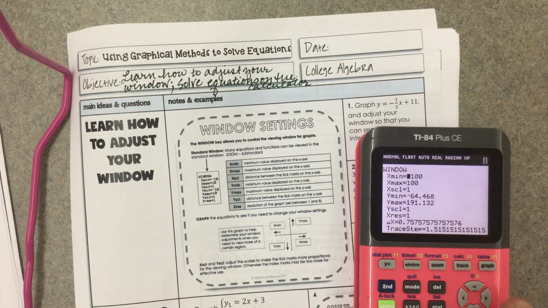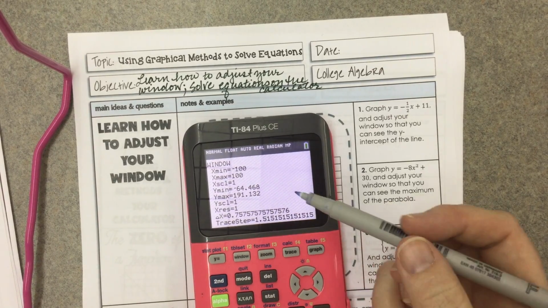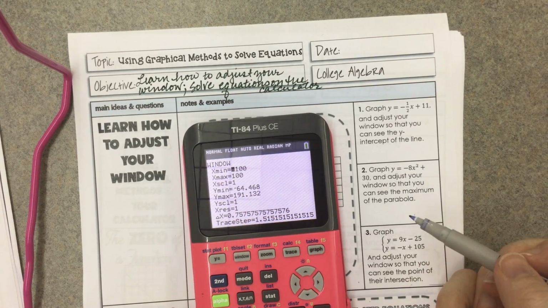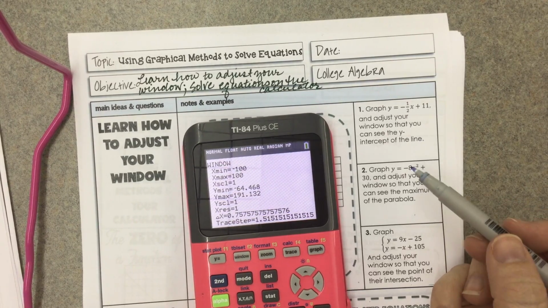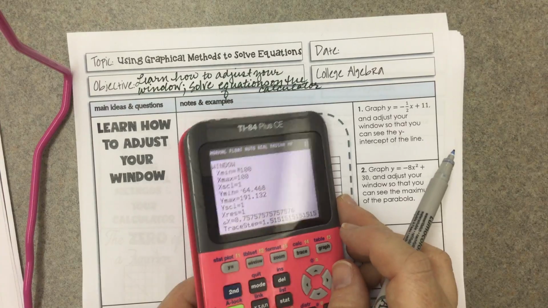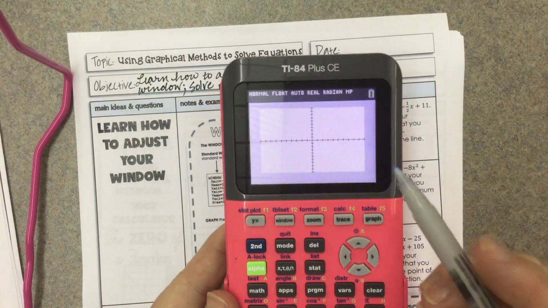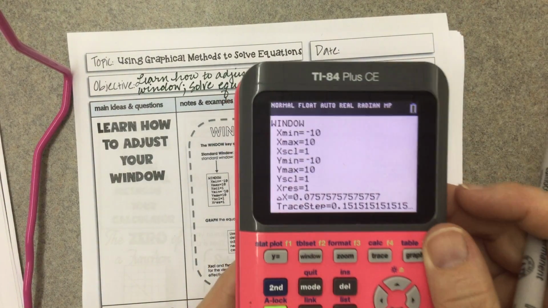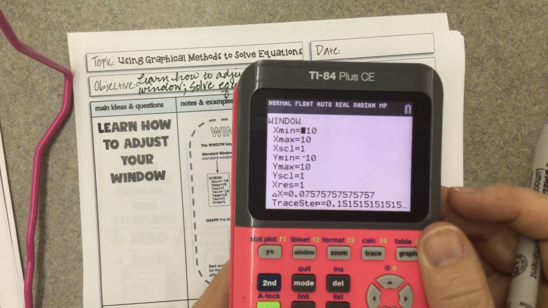So you want to take a look at your graph and see what my settings need to be in order to be able to see either the intersection, or the minimum of the graph, or the y-intercept. Every time, if I hit zoom 6, then it will reset the graph to be a 10 by 10. So if I were to hit window, then I would go back to a 10 by 10 by 10 by 10 graph.